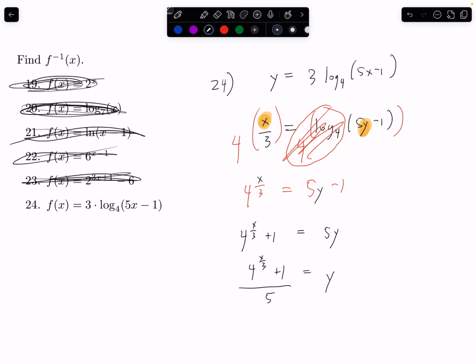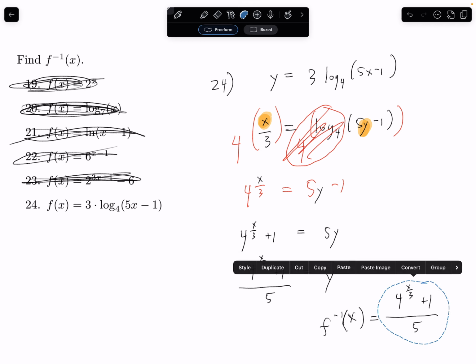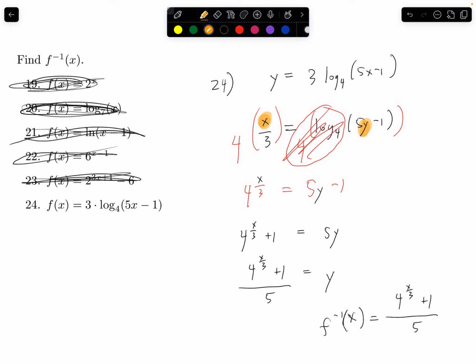And last step, write it as an inverse. F inverse of x is equal to this whole thing. Copy, paste. And it's the first time I thought to do that. Okay. So there it is, and that was the last one.